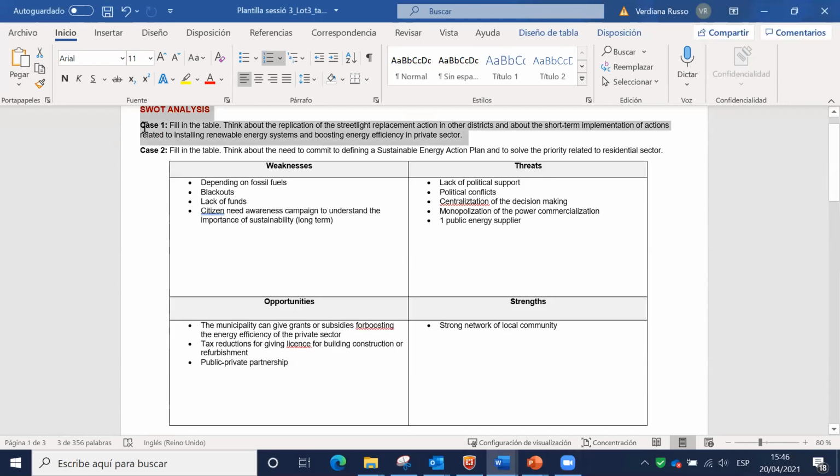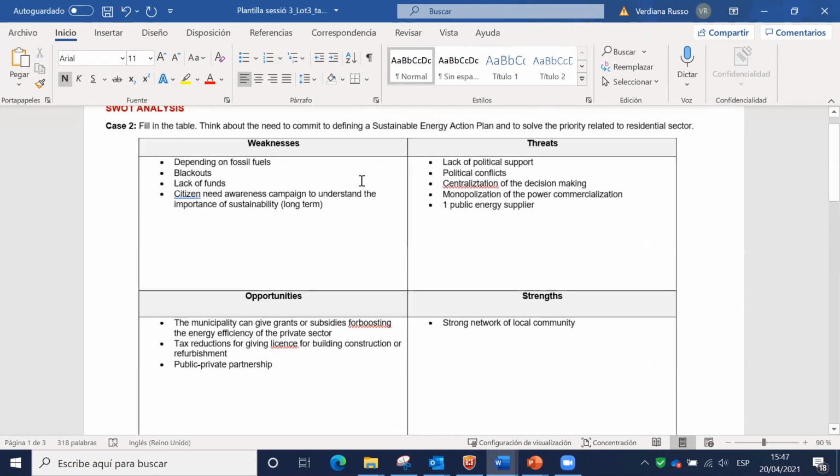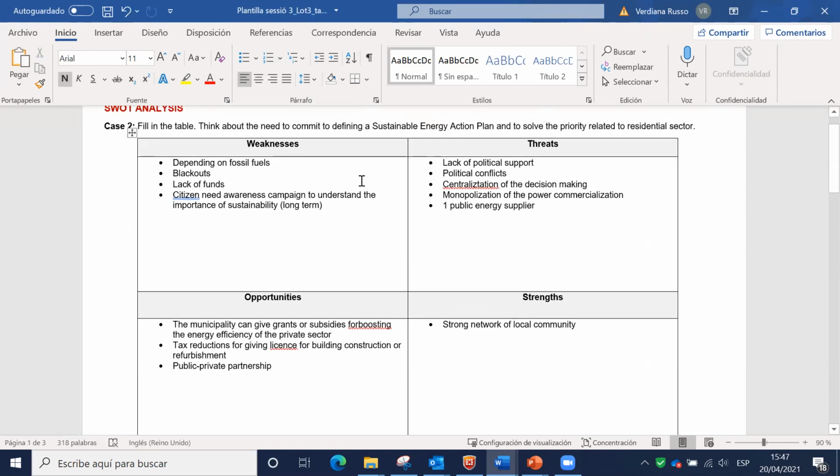So we will list the weaknesses. We also chose the case 2. The weaknesses are the high dependency on fossil fuels and lots of blackouts because of the weak infrastructure. We put the lack of funds in the weaknesses, and we have a lack of awareness on the importance of sustainability.